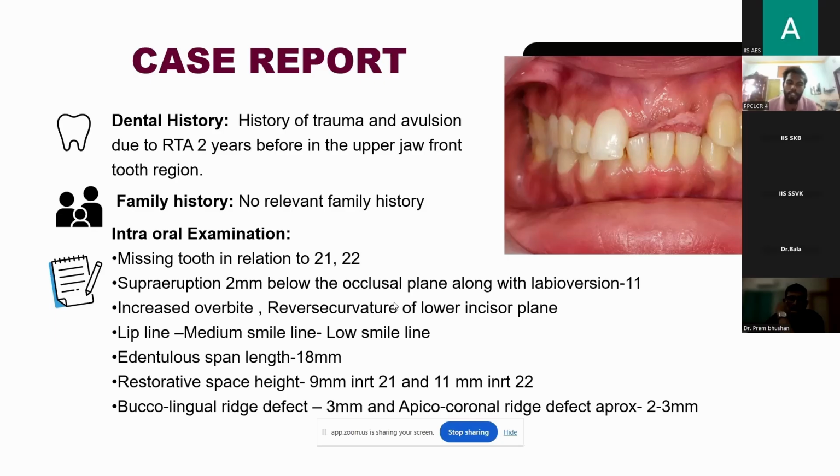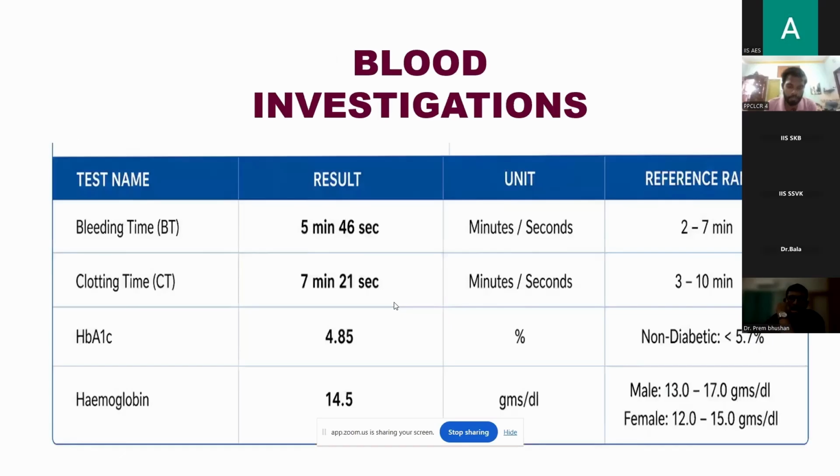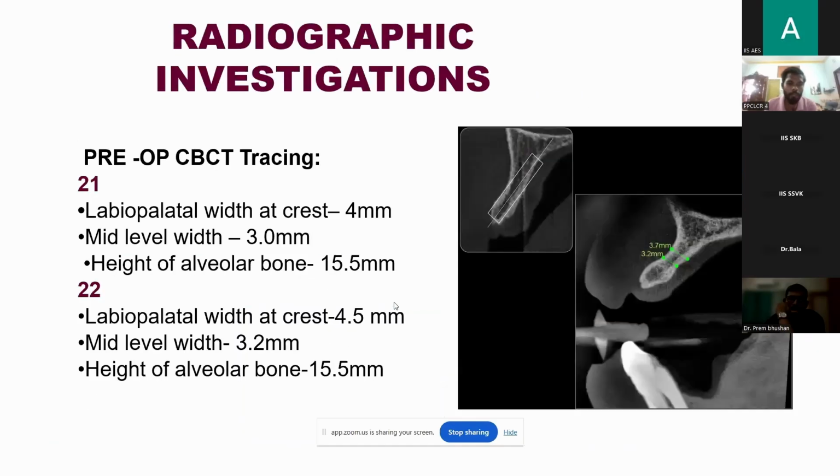Buccolingual ridge defect was found to be 3 mm, and apicocoronal ridge defect was found to be approximately 2 to 3 mm. Coming to blood investigations, all these values are found to be normal. Radiographic investigation, the most significant part is the mid-level width was found to be 3 mm in 2.1 and 2.2. So even if we plan for a 3.3 mm implant, it will result in labial cortical plate perforation.